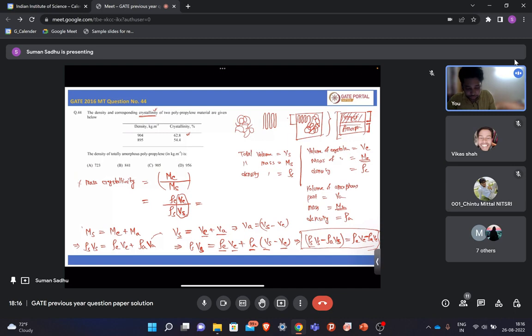So the density of the sample, that is rho S, for one case is given, rho S1 and rho S2 are given. We have to calculate the density of the totally amorphous polypropylene. That is, we have to calculate rho A, right? So now let us write the equations then. From this set of data we'll get one equation, and from this set of data we'll get another equation. So now let us see.